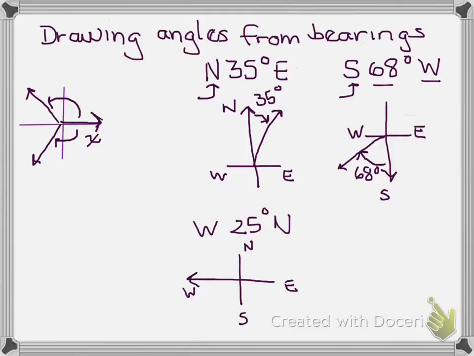So west 25 degrees says use the west-facing arrow as your reference and rotate an angle towards the north by 25 degrees.